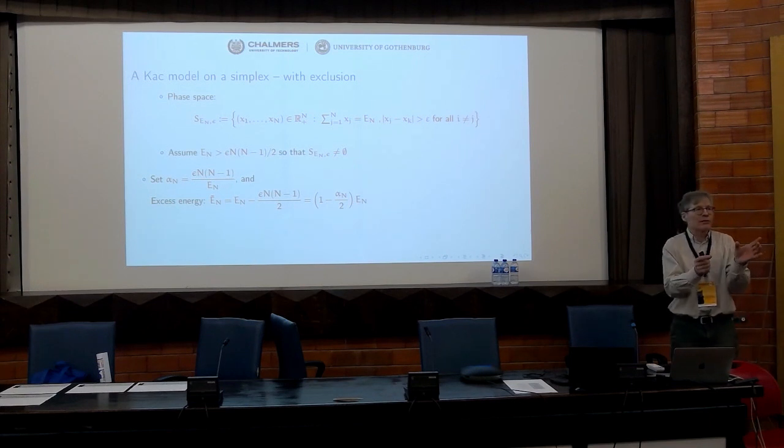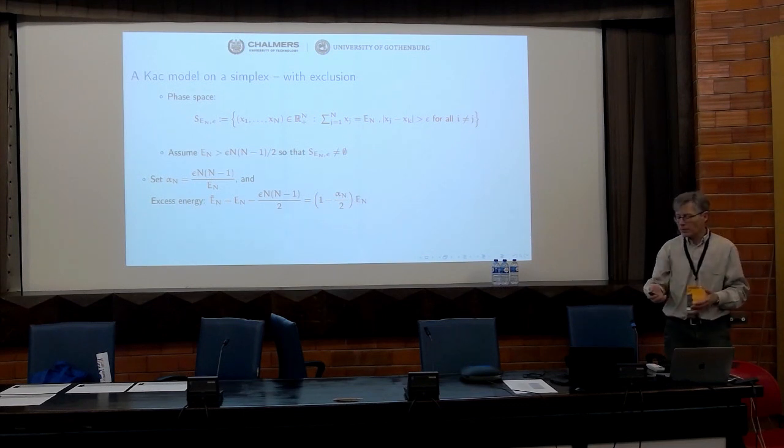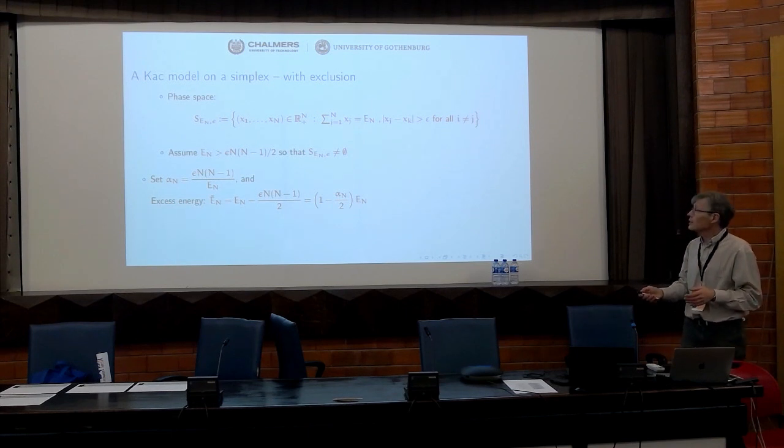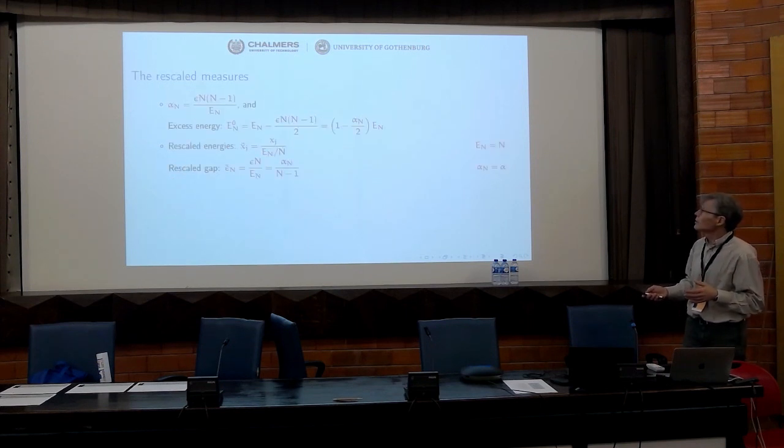Here, of course, if you have a fixed size of the particles, you can't pack them too closely, and that means that there is a minimal energy, which is epsilon times this quadratic factor here. So you assume that the total energy is E_n. It must be bigger than this minimal energy to have any space at all, and so we call this the excess energy, and it's described by this factor alpha_n, and I will let alpha_n be equal to a constant in the end.